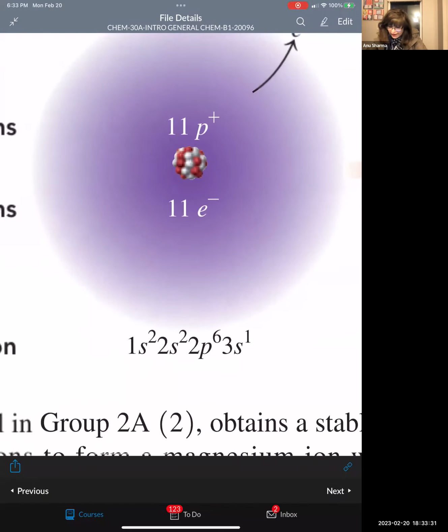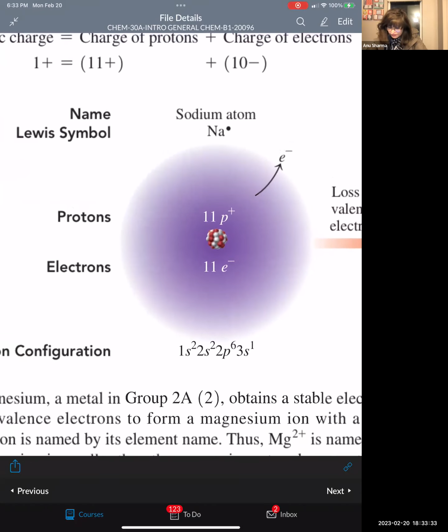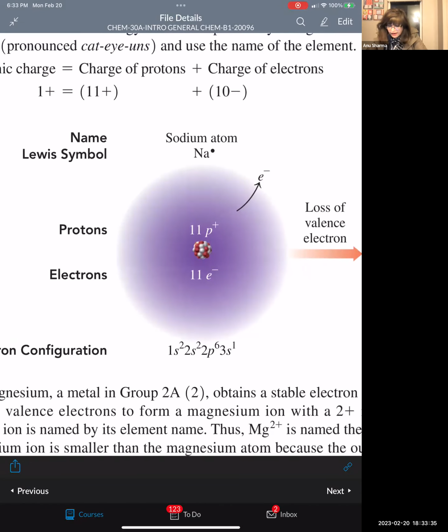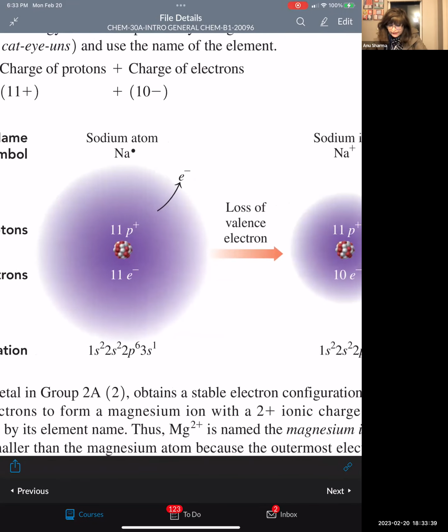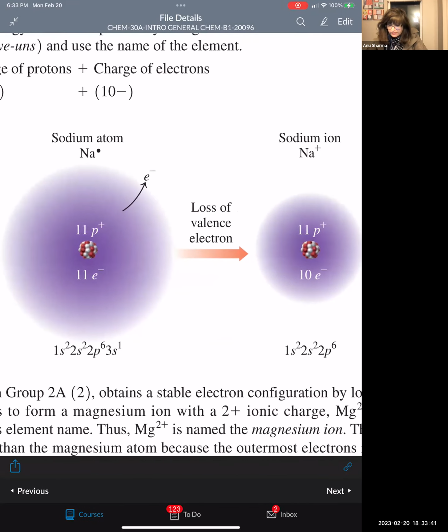Now, let's look at the scenario where that one electron is lost. That loss of one electron creates another species, which is a sodium ion. Now, this sodium ion is positively charged. The 11 protons are there in the nucleus, and that is unaffected. However, the number of electrons is now one less.